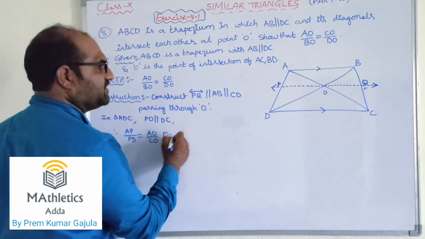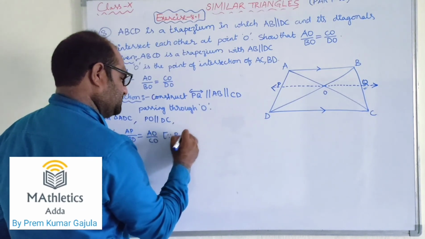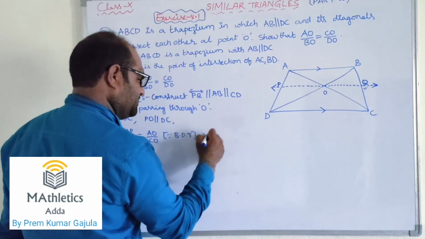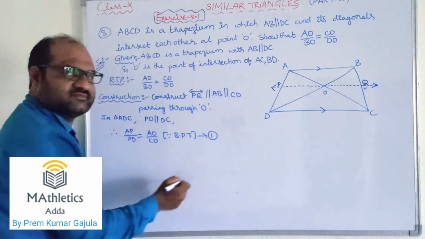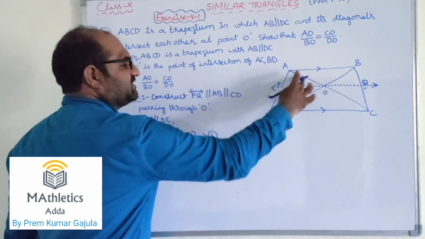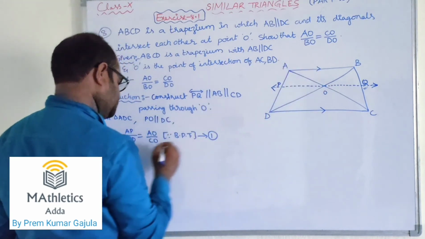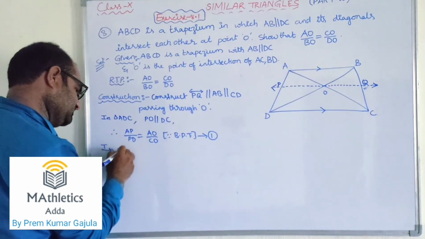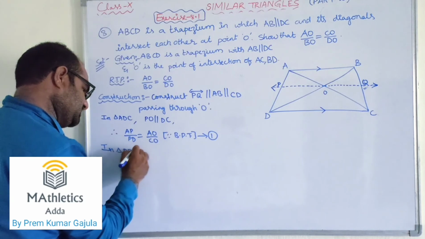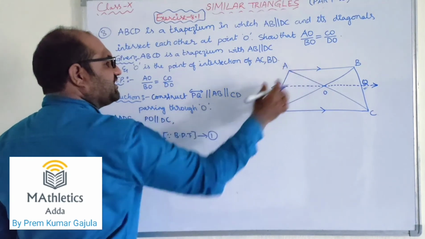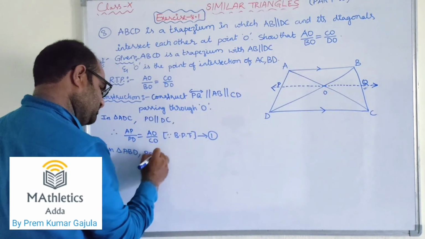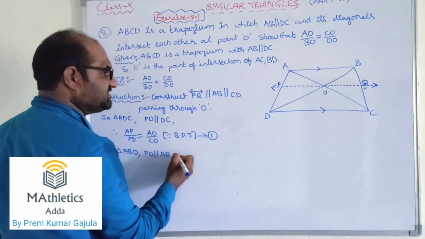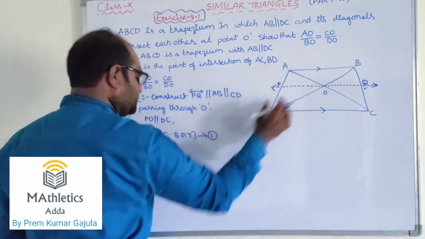From the BPT theorem. Let it be equation number 1. Similarly, consider this triangle, that is ABD. So in triangle ABD, again the PO is parallel to AB. PO is parallel to both AB and CD actually. So I am taking PO is parallel to AB.